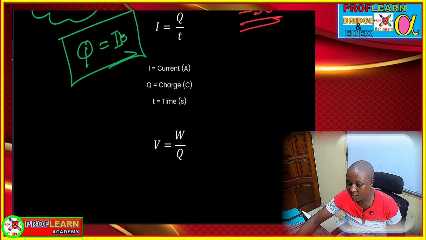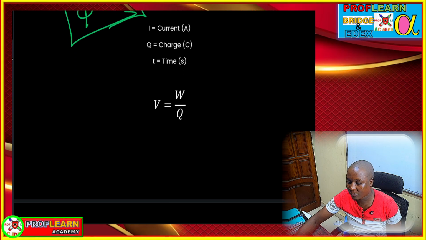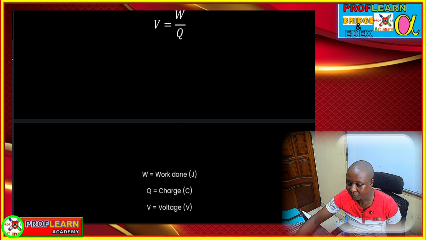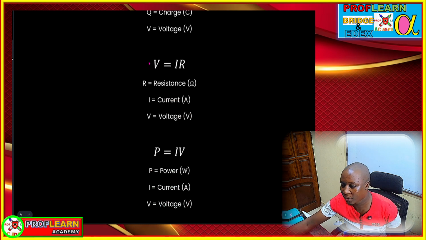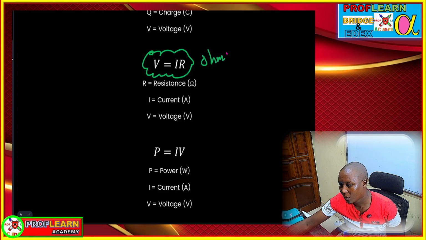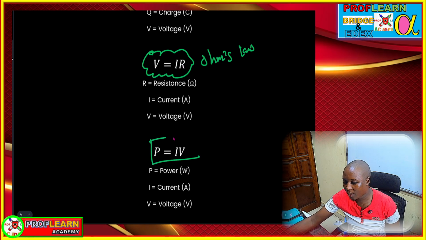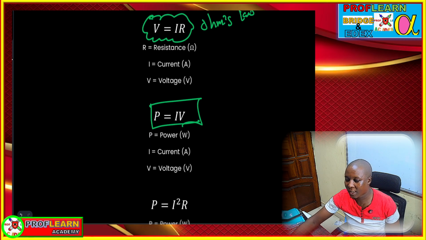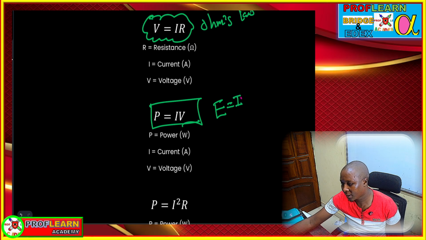Also remember that V equals work done over charge. Remember also the most important formula here, this is Ohm's law. Voltage is equal to IR, and electrical power is this, and also power is current times voltage. And don't forget, electrical energy is equal to current times voltage times time, IVT, or energy is given by power times time.